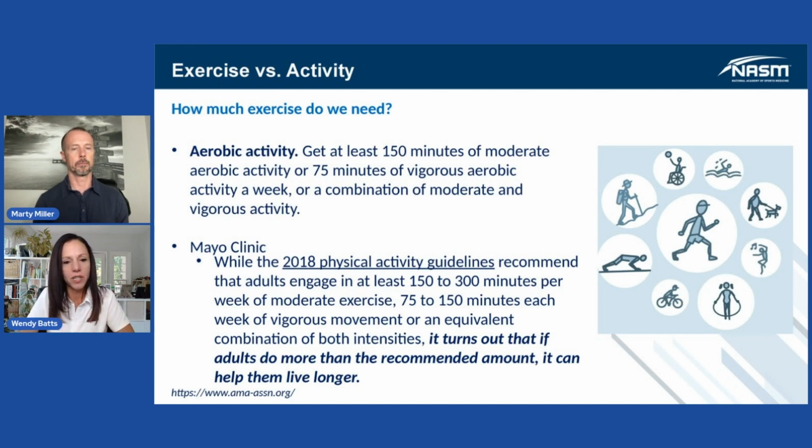And then if you look at the other stats from Mayo Clinic here, in 2018, physical activity guidelines recommended that adults engage in at least 150 to 300 minutes per week of moderate exercise, 75 to 150 minutes each week of vigorous movement, or an equivalent combination of both intensities. So it turns out that if adults do move more than the recommended amount, it can help them live longer. And if you go back to our health span versus lifespan, they would live better longer, right? If you're active, you can associate that with better outcomes as well.